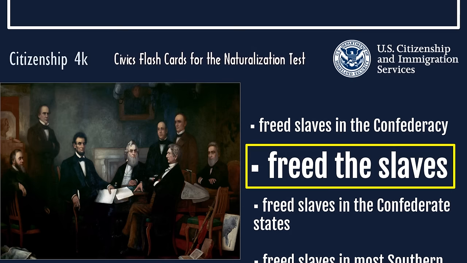If the President can no longer serve, who becomes President? The Vice President. What are two ways that Americans can participate in their democracy? Vote, run for office.